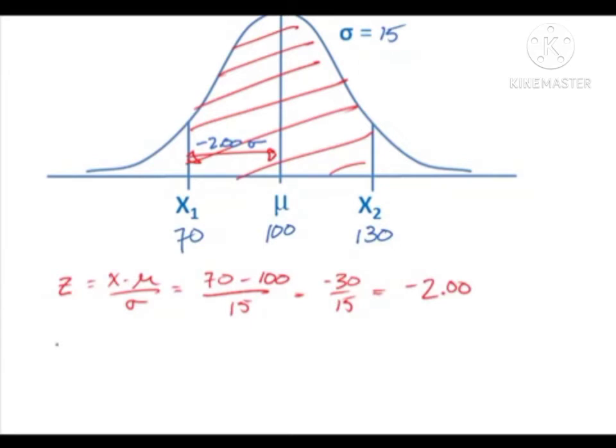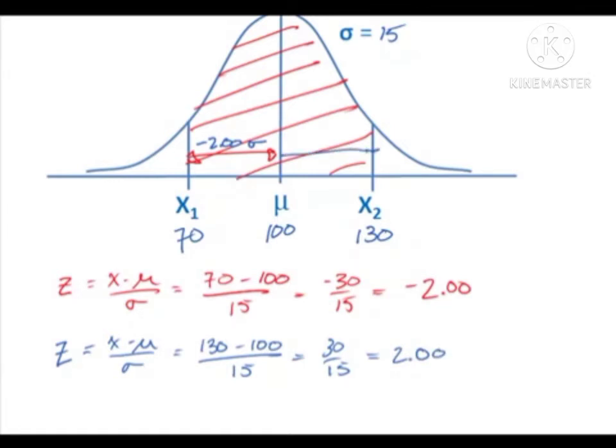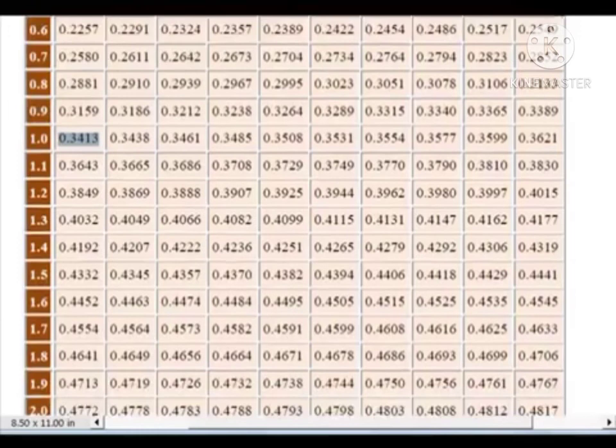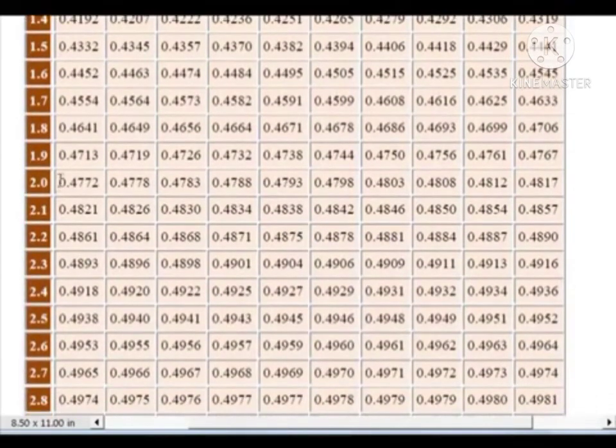Now, let's find the second side, the right side. Z is equal to x minus the mean over the standard deviation, which is equal to 130 minus 100 over 15, which is equal to 30 over 15, or 2.00. So the distance from the mean to x is equal to 2.00 standard deviations.